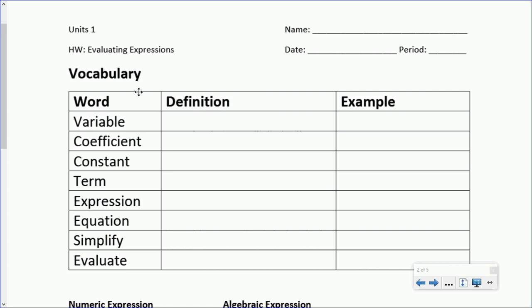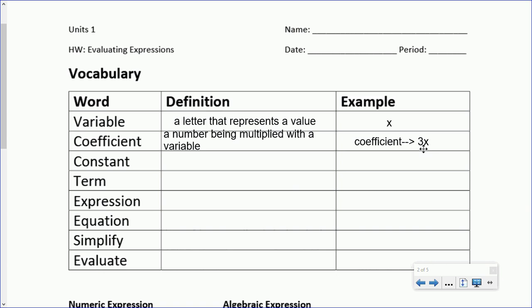So, some of these words we already know, but a variable is a letter that we represent a value with. So we'll put in a letter instead of a value because maybe that value is something we don't know or it changes a lot. Hence why we call it a variable. So the most common one you're going to see is x. Now, a coefficient is a number being multiplied with the variable, so it's usually the number right in front of the variable. For example, 3x, 3 right here is our coefficient, okay, because it's a number with the variable.